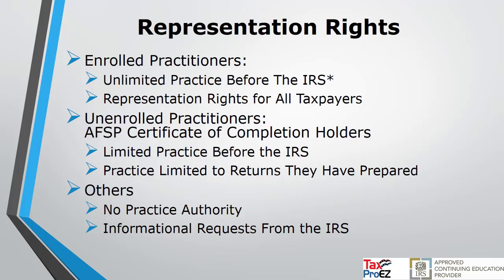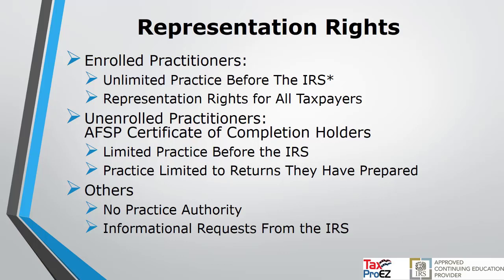But then there are others, and others have no practice authority in terms of representation. But they can get informational requests from the IRS. They can fill out a form 8821, have the client sign it, and they can receive information from the IRS. However, they do not have the ability to represent the client, to make a phone call on behalf of the client, or to make a representation to the IRS on behalf of the client.